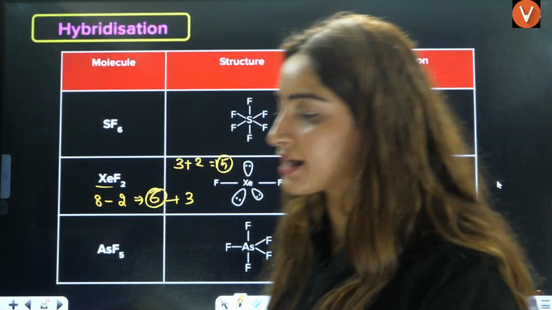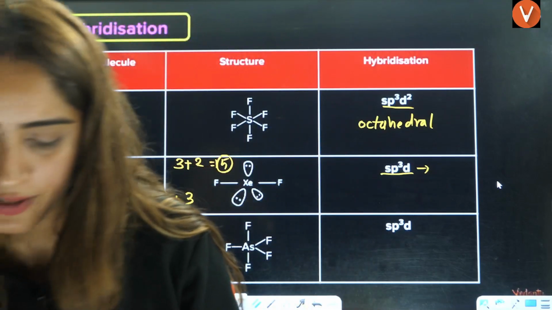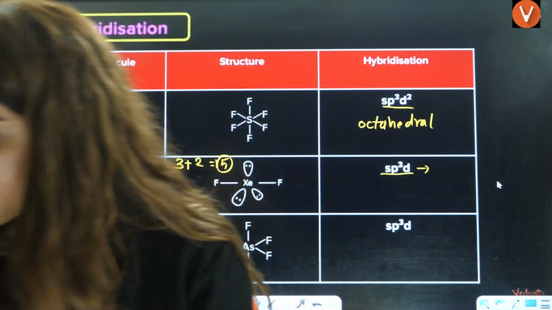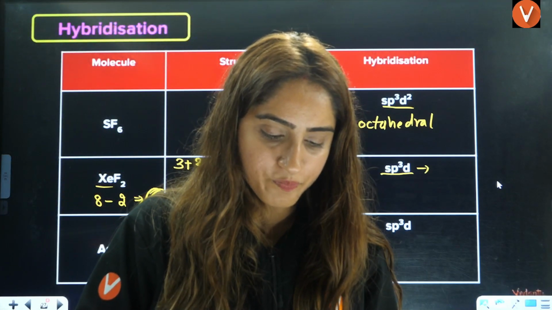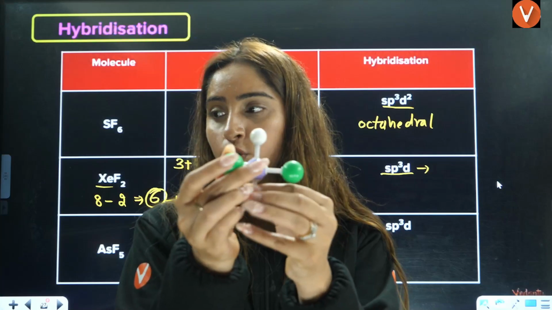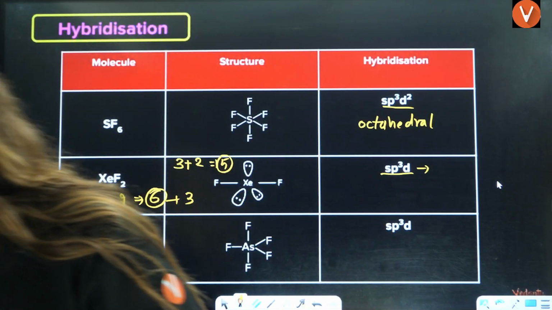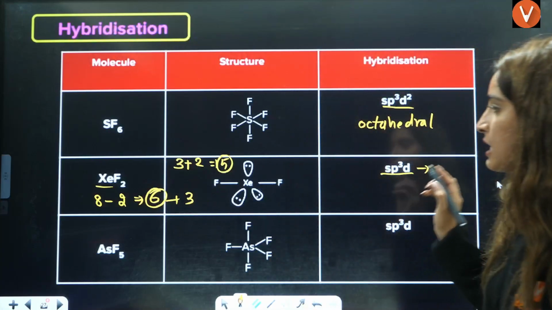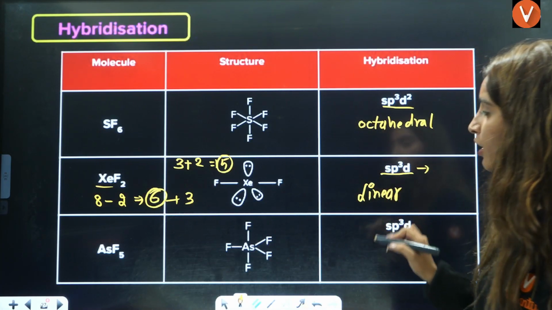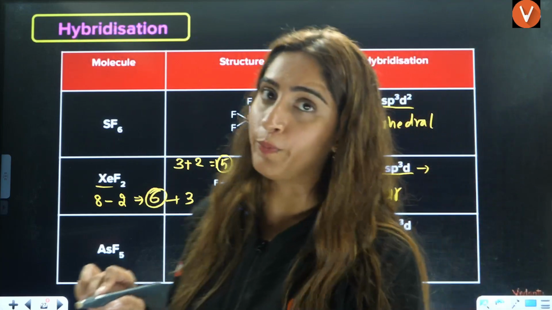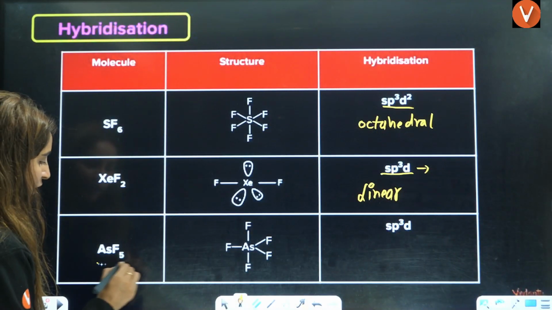Here, I am representing lone pairs by green. So these are going to be the lone pairs. This green is the lone pairs, and this white is the bond pairs. Understood? Now here you can say the shape is linear, because in the shape we don't consider the lone pairs, right? Okay. Next, AsF5.